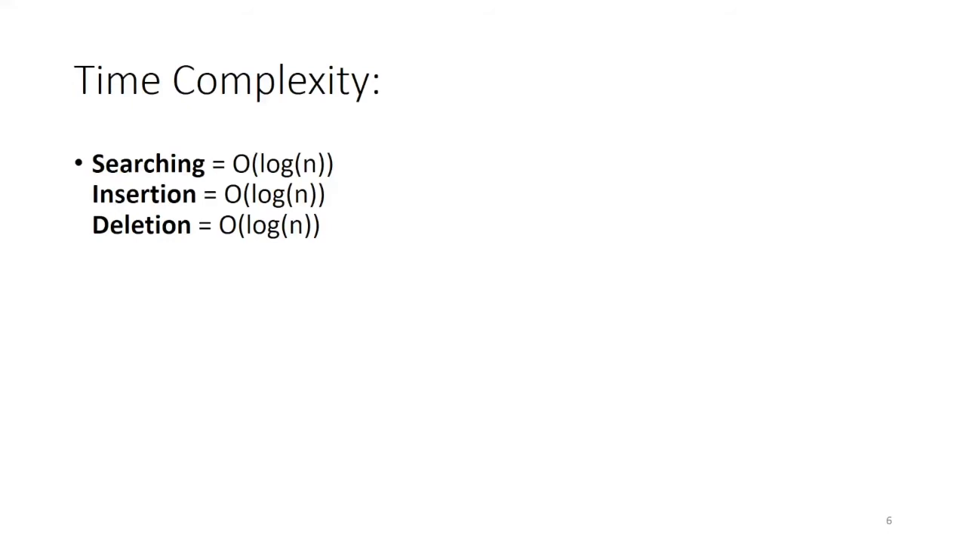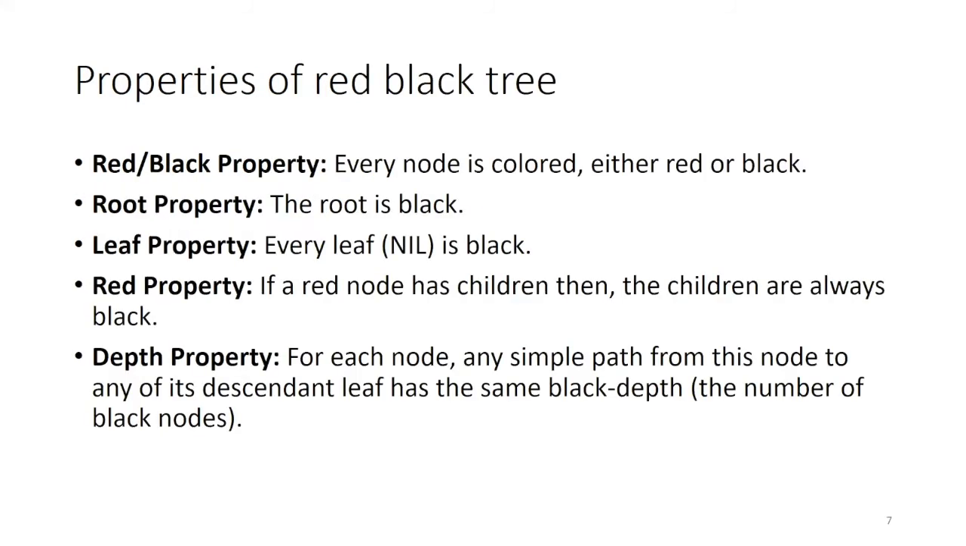The most important thing is that in a red black tree, during insertion, it does extra operations in order to balance the tree. So there are some properties of red black tree. What are the properties? There are 4 properties. Sorry, 5 properties. The properties are red or black property, root property, leaf property, red property, and depth property.